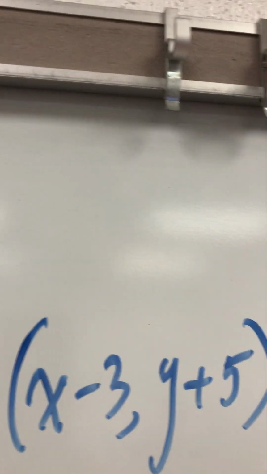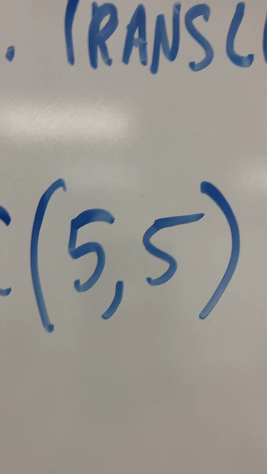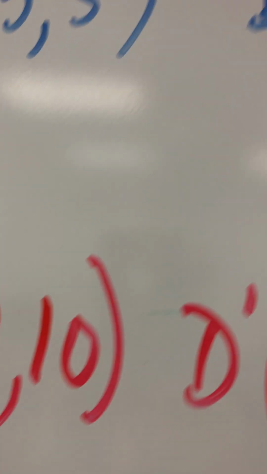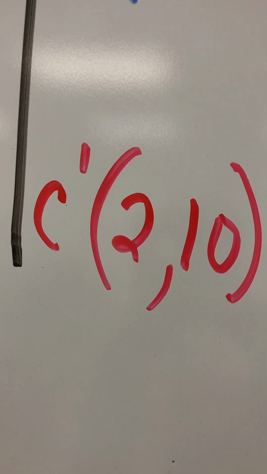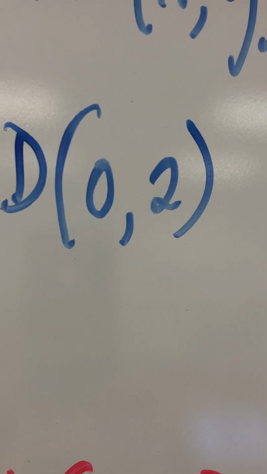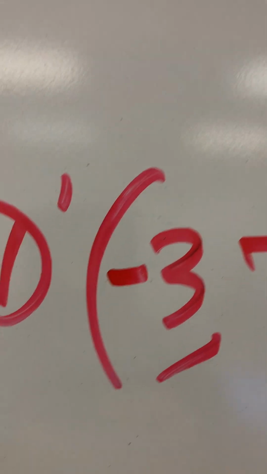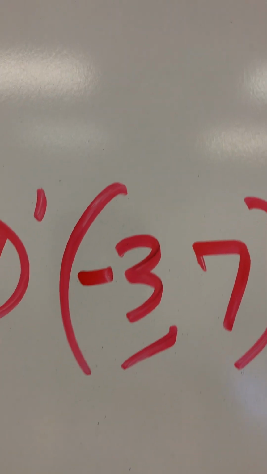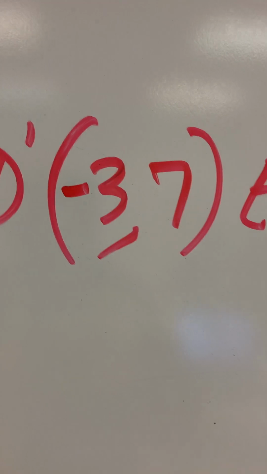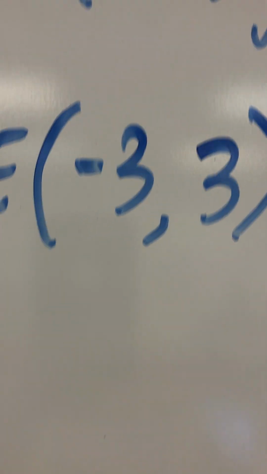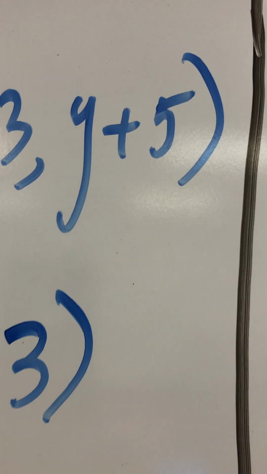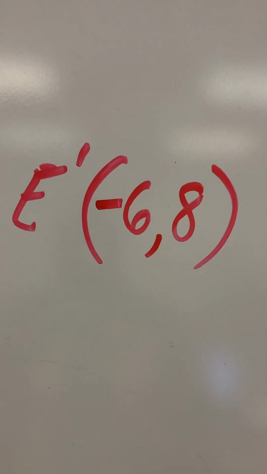Here we have x minus 3, y plus 5. Okay, 5, 5. What's 5 minus 3? 2. What's 5 plus 5? 10. 2, 10. 0, 2. What's 0 minus 3? Negative 3. What's 2 plus 5? 7. Negative 3, 7. Negative 3, 3. What's negative 3 minus 3? Negative 6. What's positive 3 plus 5? 8. Negative 6, 8. There you go.